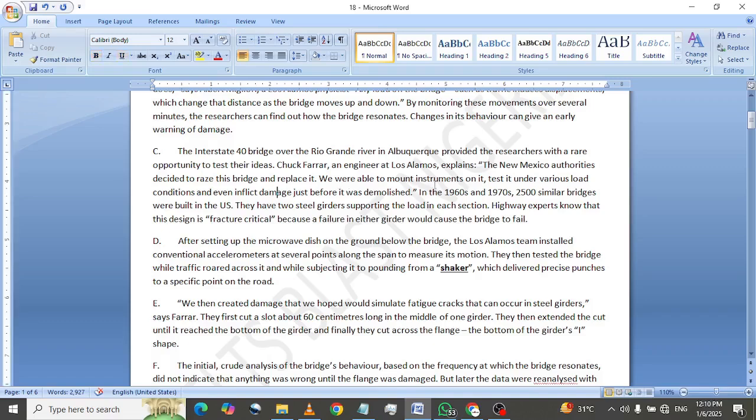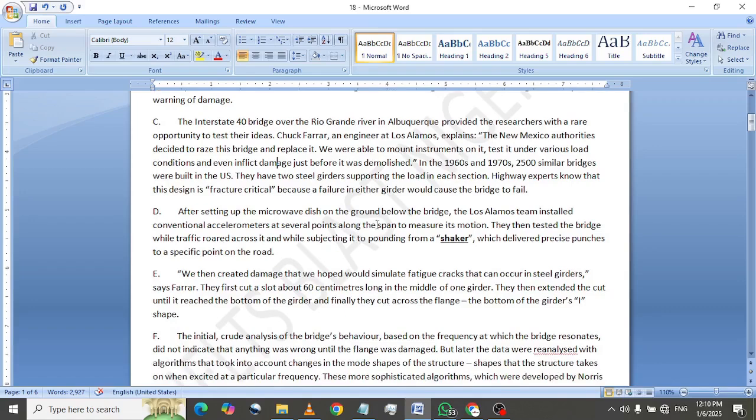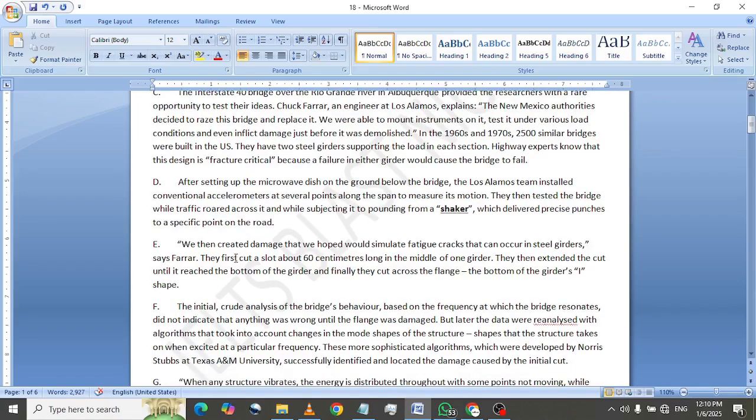They said we were able to mount pressure on it and inflict damages, just because it was developed. Okay. This one is not related. Let's check E.